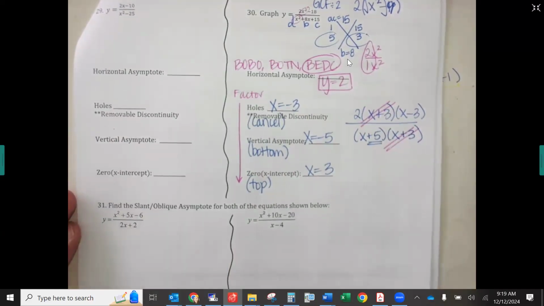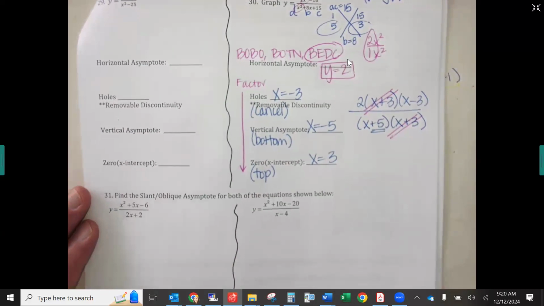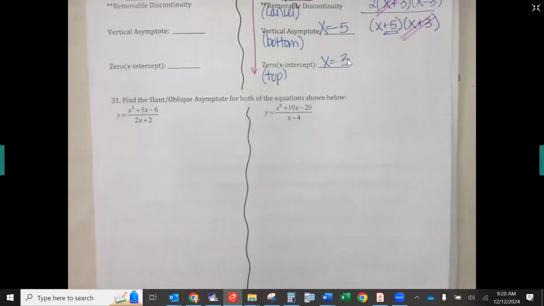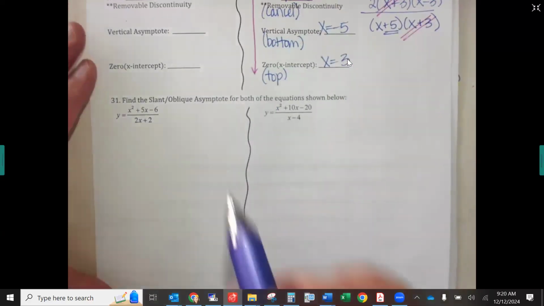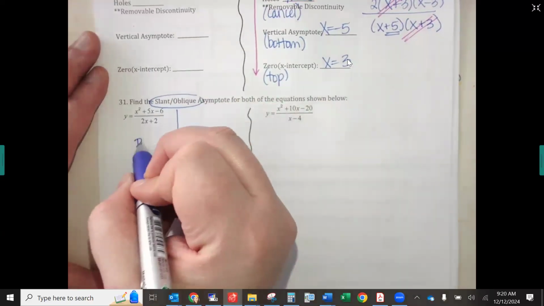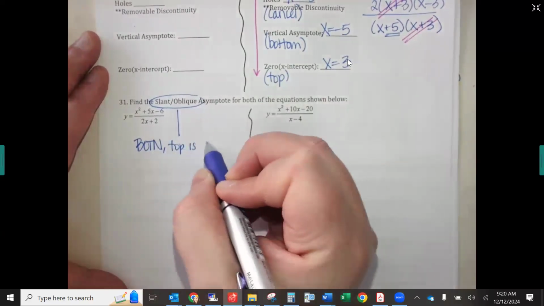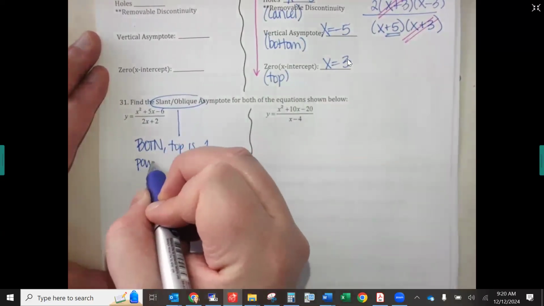All right, next one, we're gonna do 31. We'll do the second or the first question. Okay, you're asked to find the slant or oblique asymptote. Remember that oblique asymptotes occur when it's a bobo, and the top is exactly 1 power bigger than the bottom.